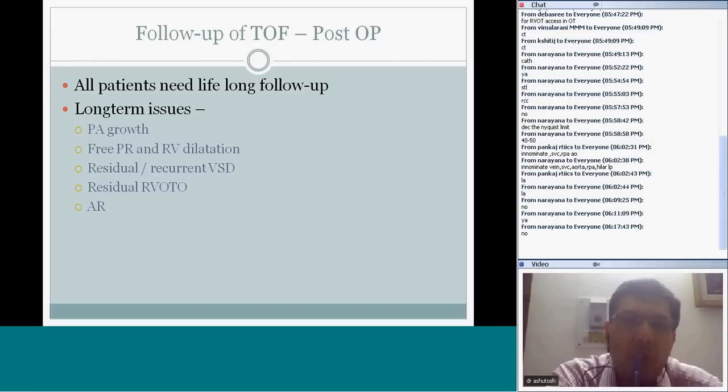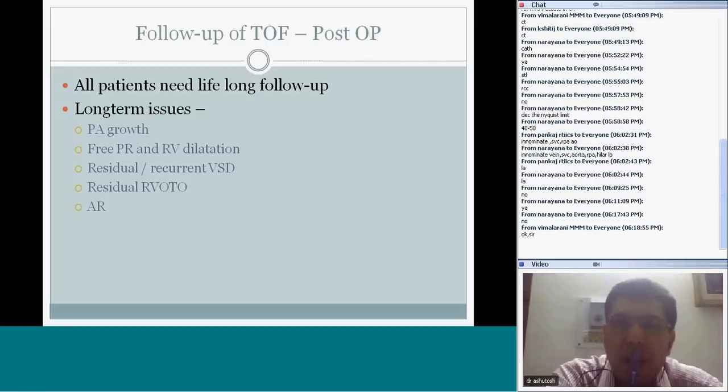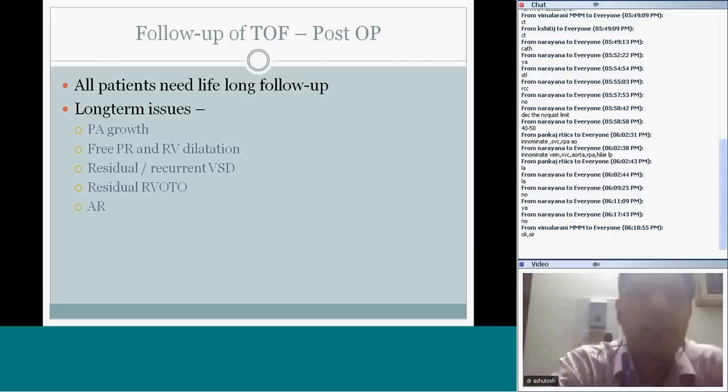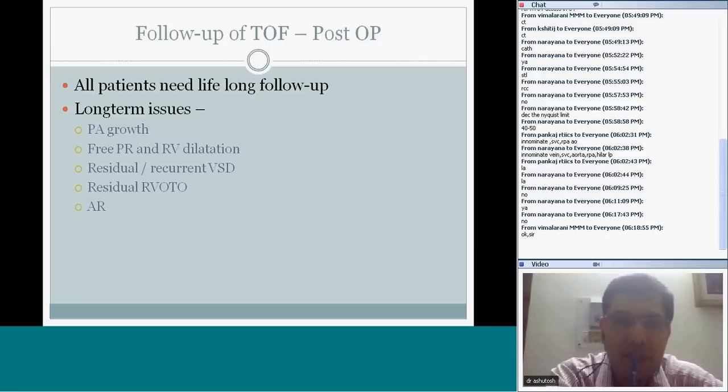So yes, this is the long-term follow-up. So we have issues such as pulmonary artery growth. We have PR, RV dilatation, residual VSD, recurrent VSD, residual RVOT, and AR. Yes, arrhythmia, yes, but not for this session. We are only talking about the echo issues that we are going to deal with in our echo lab.